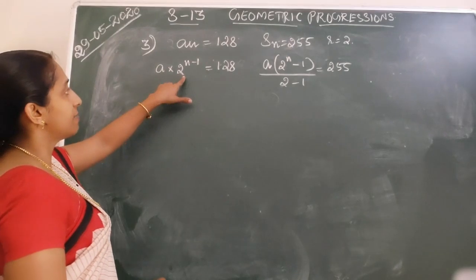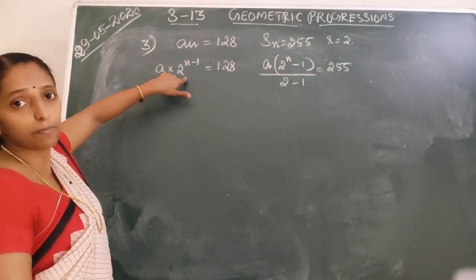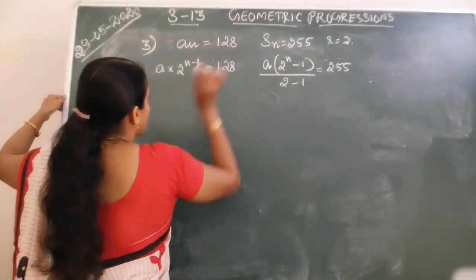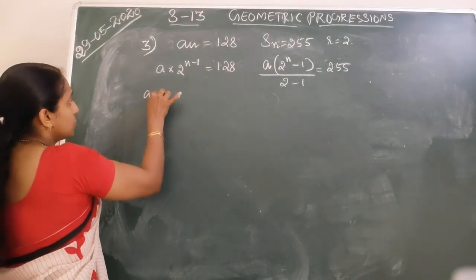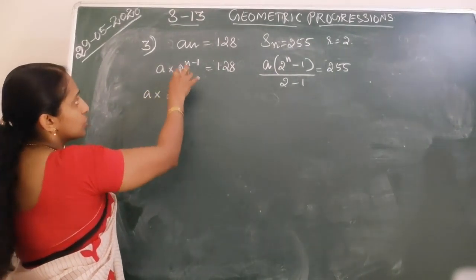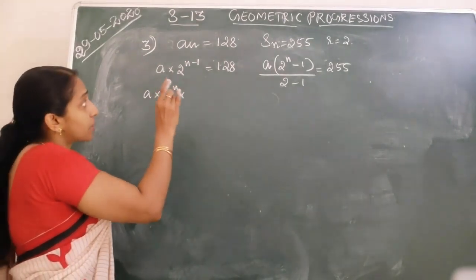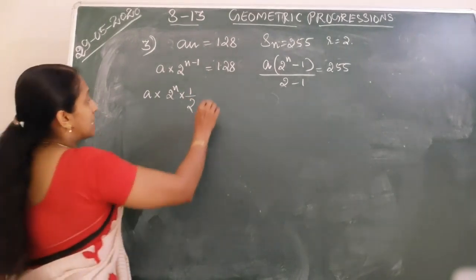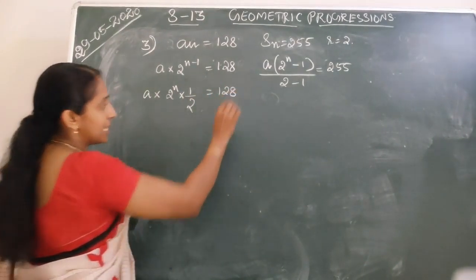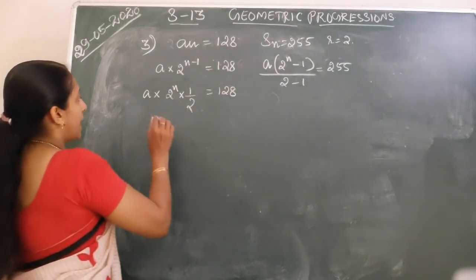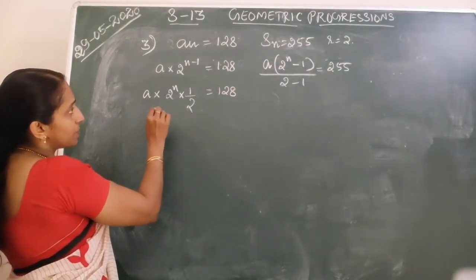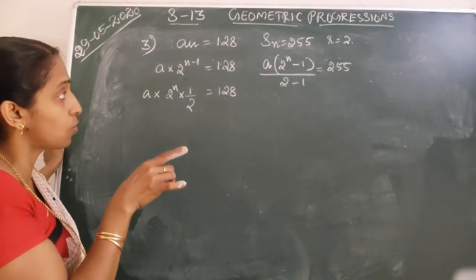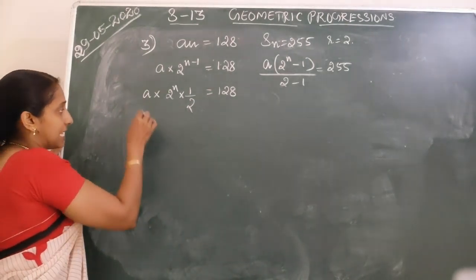Now, can you find the value of 2 to the power n from here in terms of a? You can calculate. Name it as 1. Because a into 2 to the power n into 2 to the power minus 1, and 2 to the power minus 1 you can write as 1 by 2, that is equal to 128. And you are getting the 2 to the power n value because we have to find the first term. We have to find the value of a.